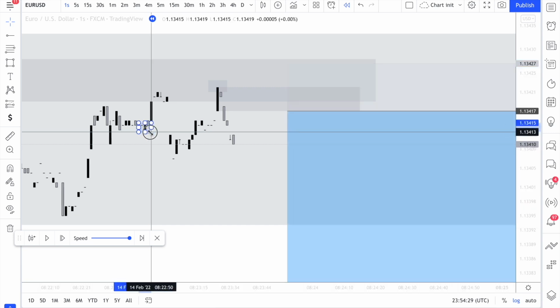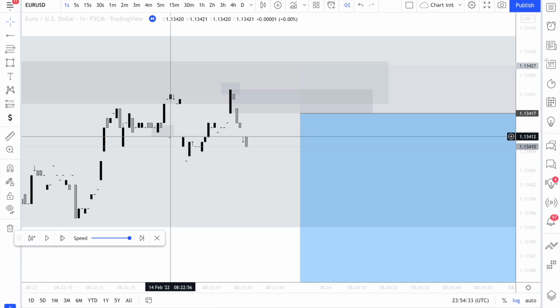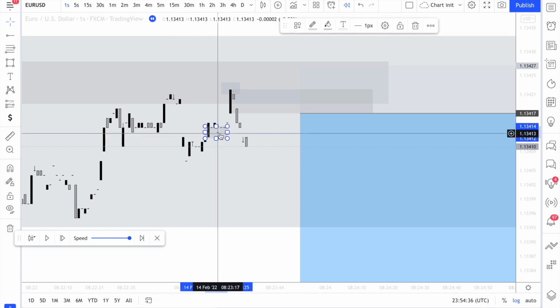Oh, why can't I grab it? There you go. Oh, no. There you go. And we have that low there, which created that high, and we have this breaker structure.